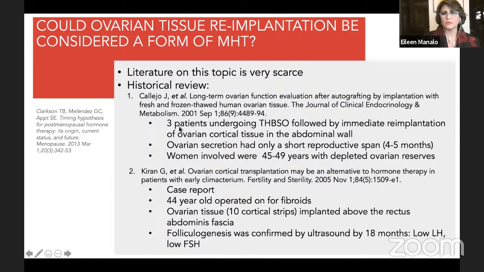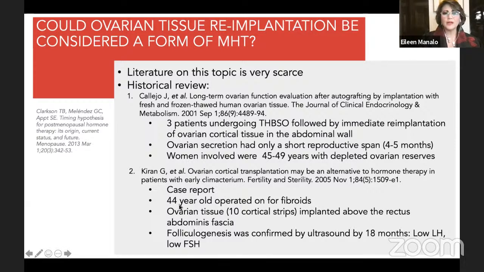So we do a historical review. In 2001, Vallejo reported on 3 patients who underwent total hysterectomy and bilateral salpingo-oophorectomy, and this was immediately followed by reimplantation of their ovarian cortical tissue back into the abdominal wall. The ovarian secretion only lasted for a short period, in these cases 4 to 5 months, and it was surmised that these women were actually perimenopausal. The ages were 45 to 49 years old, and they already had depletion of their ovarian reserves, which is why the lifespan of the ovarian secretion was very, very short.